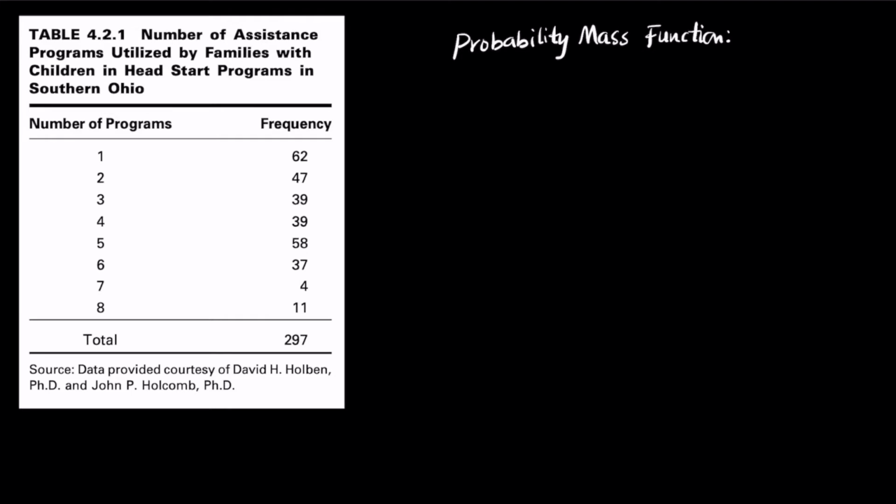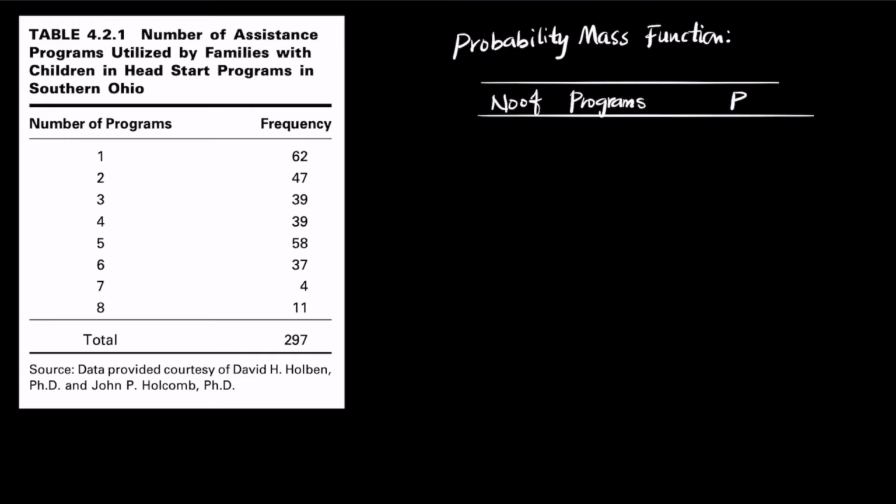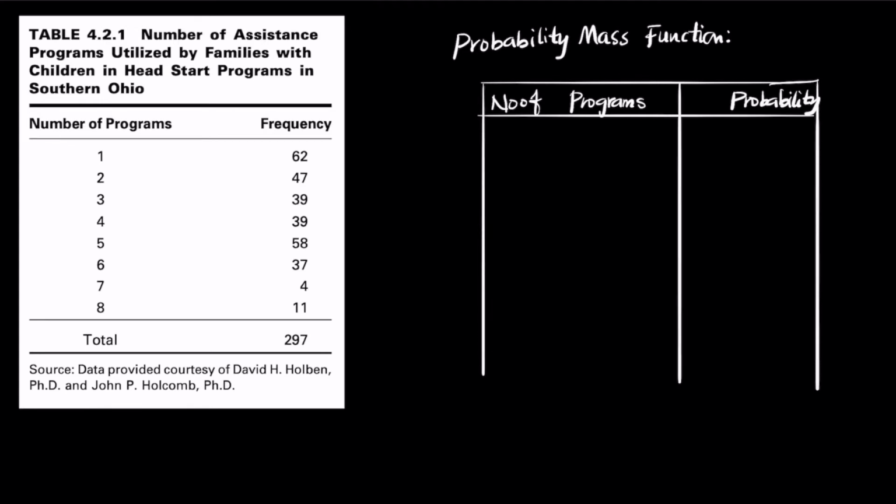Note down the number of programs, and in this one let's write probability. For each of these events we want to know the probability. The number of programs here represents the event, so the events here are 1, 2, 3, 4, 5, 6, 7 and 8. In each of them you have a frequency.